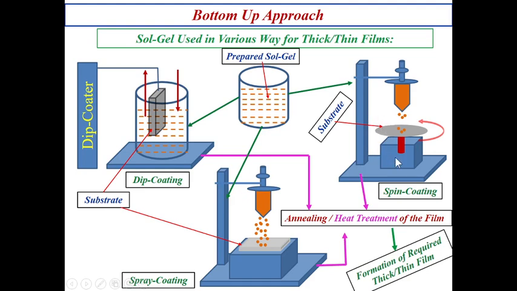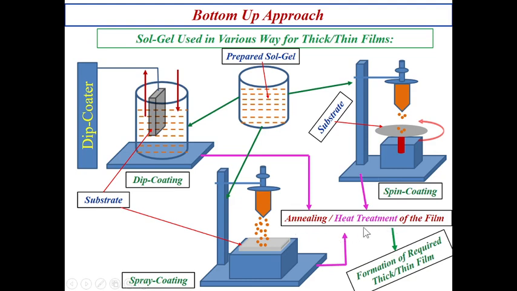Okay, so by the method of spin coating, basically we can synthesize the thick film, but with the help of dip coating and spray coating we could not prepare thin film. We can prepare only thick film, but with the help of spin coating we can prepare thick film as well as thin film also. So after preparation of the film, we go with a heat treatment or annealing.